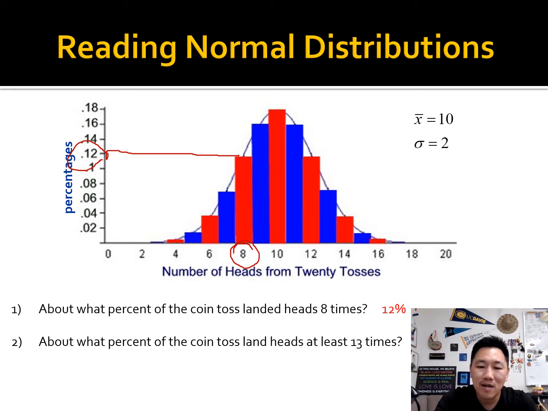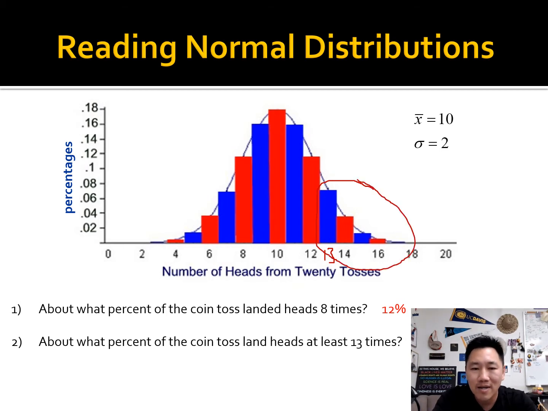About what percent of the coin tosses land heads at least 13 times? All right, so the wording is important. At least 13 times. That means 13 or more. And I know 13 is not written there, but right there is 13. So at least 13 means 13 or more. So basically all of these. All right, so we're going to look at the percentage for 13, and it looks like it's at 7. It's in between 6 and 8, so 7.